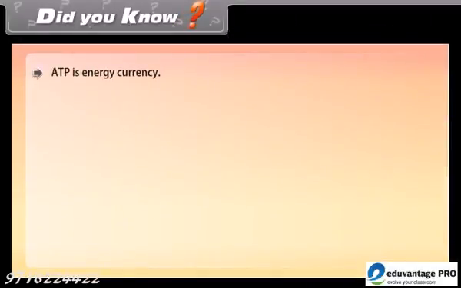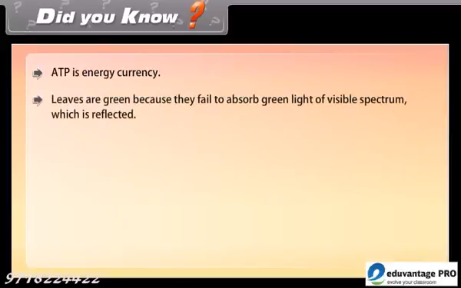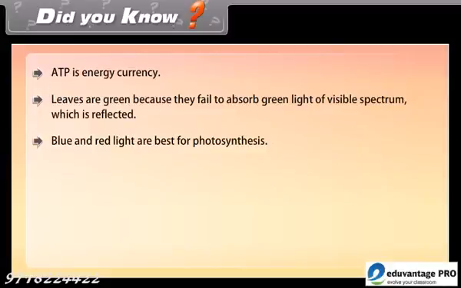Did you know? ATP is the energy currency. Leaves are green because they fail to absorb green light of the visible spectrum, which is reflected. Blue and red light are best for photosynthesis.